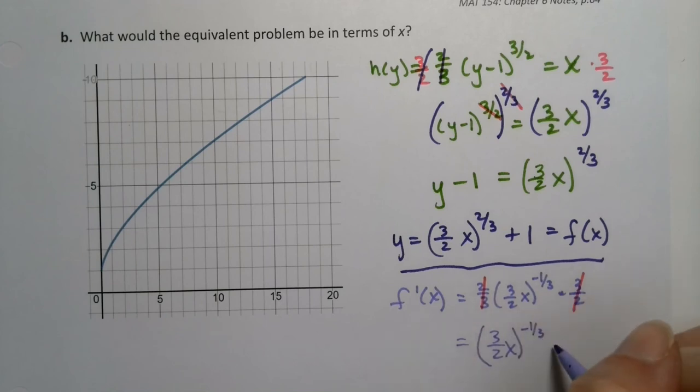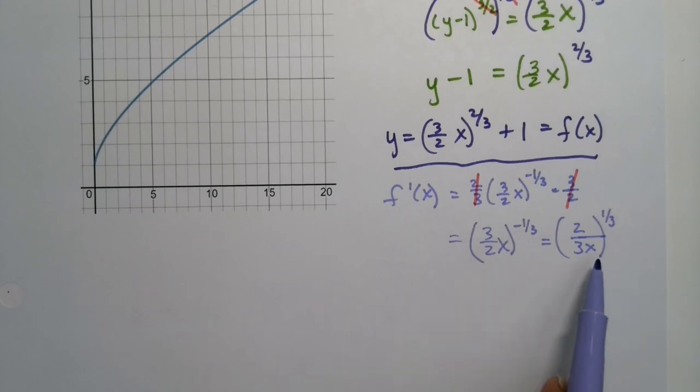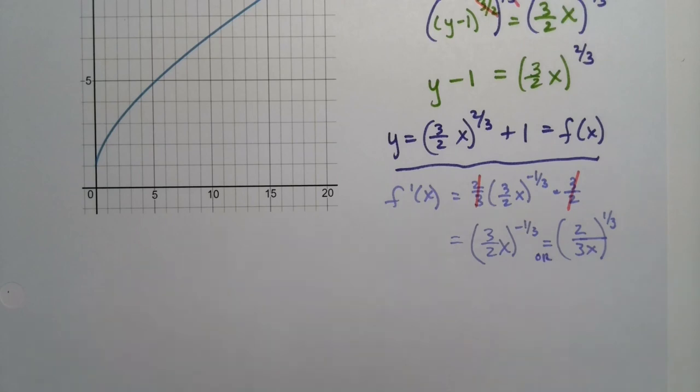Or if you like, that's 2/3x to the positive 1/3, right? Because of course we can take the negative power and make it reciprocal. This x is technically in the numerator, so when I reciprocate it, sure, it goes into the denominator, right? Either one of those is fine.